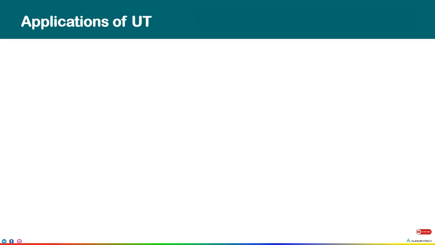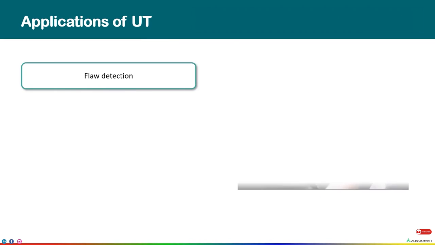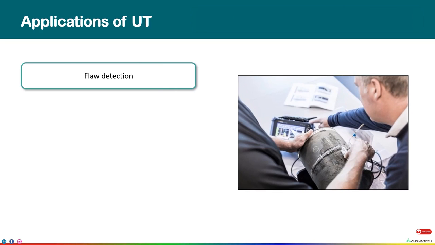Now, let's have a look at some of the applications of UT. Flaw detection: it is mostly used for flaw detection such as cracks, inclusions, porosity, etc. It is one of the most widely used methods of inspecting welds. Full penetration groove weld inspection is possible by angle beam shear wave examination.